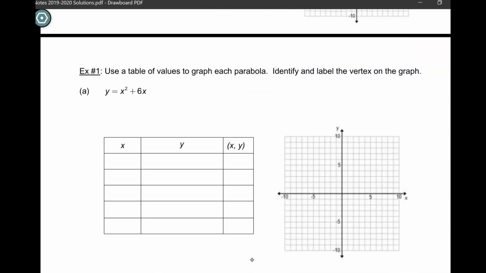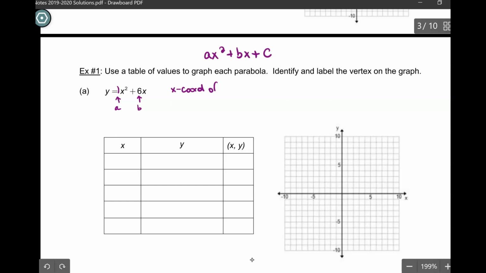Okay, so we're going to go through the steps again. First thing I want to do, remember, ax squared plus bx plus c. So I want to identify a is 1 and b is 6. So I want to find the x coordinate of the vertex. The x coordinate of the vertex was, remember, it was negative b over 2a. So negative b, so that's going to be negative 6 over 2 times 1, which is negative 3. So I'm going to put that right in the middle.